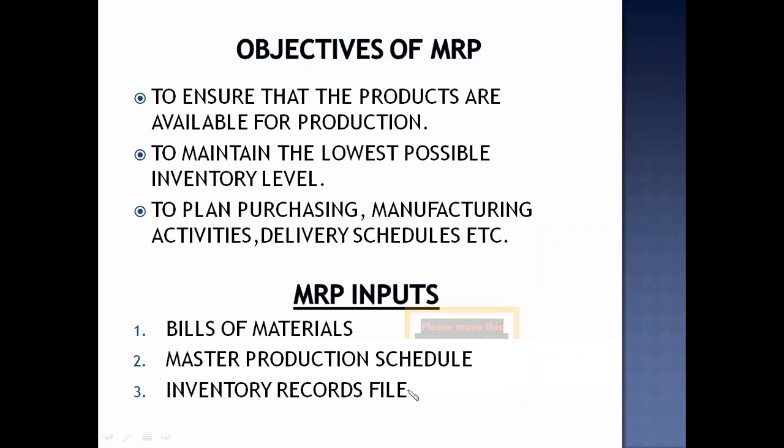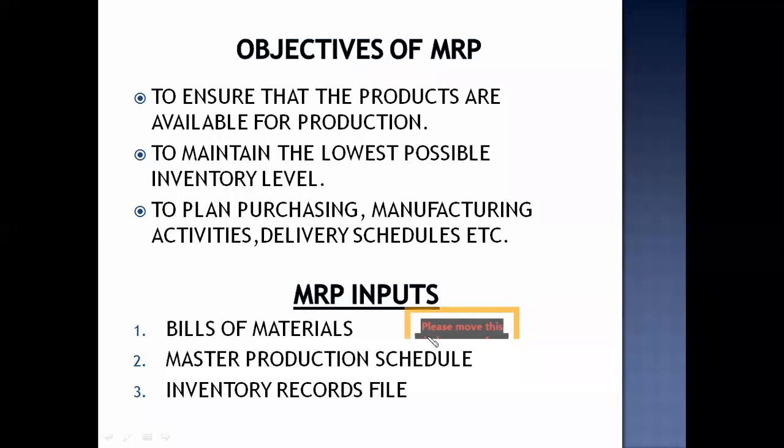Then comes MPS, Master Production Schedule. It explains all the activities in the firm. All the activities in the firm means entire production activities. Why is this required? Because when we know about the entire production schedule, only then will we be able to think about the raw materials required or the inventory required for that period. So master production schedule helps to anticipate the production activities.